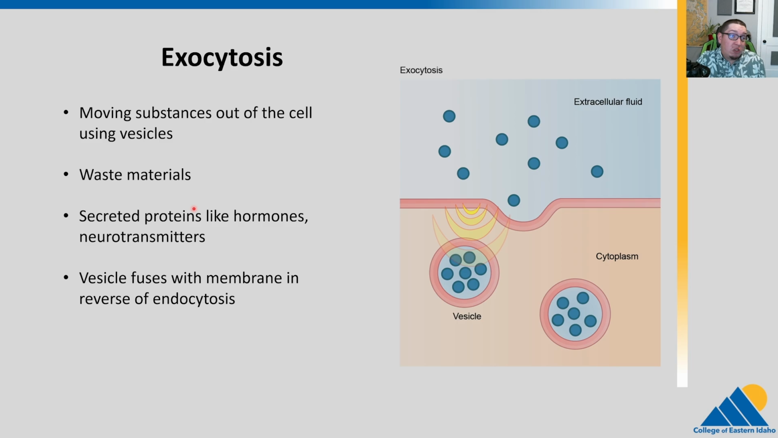So substances that are too big to move through transport proteins need a way of getting outside of the cells. Waste materials often are things that we want to get out. Secreted proteins like hormones and neurotransmitters, we need to move those outside of the cell, and other protein molecules. To do this, we have vesicles that have these proteins packaged up inside of them, or whatever they're moving out, and those vesicles go and fuse with the membrane, releasing their contents outside of the cell. It's basically the reverse of endocytosis.